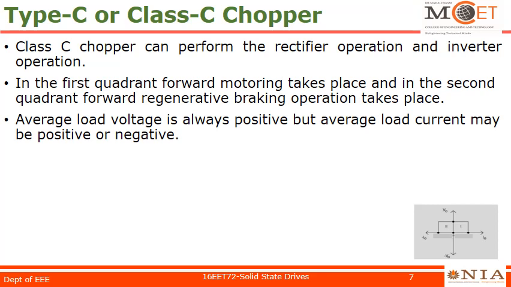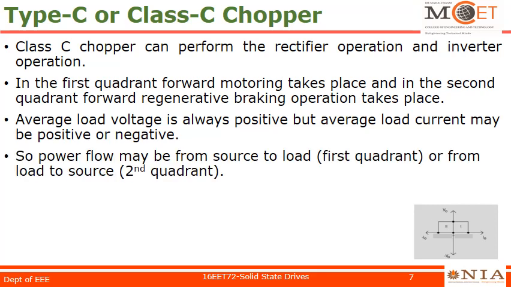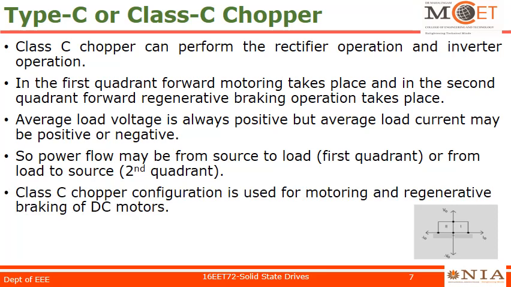The average load voltage is always positive, and the load current may be positive or negative. That is why it is said to operate in the first two quadrants. Voltage is positive, but current changes from positive to negative. So power flows either from source to load, that is the first quadrant, or from load to source, that is the second quadrant. The class C chopper is used particularly for motoring and regenerative braking of DC motors.